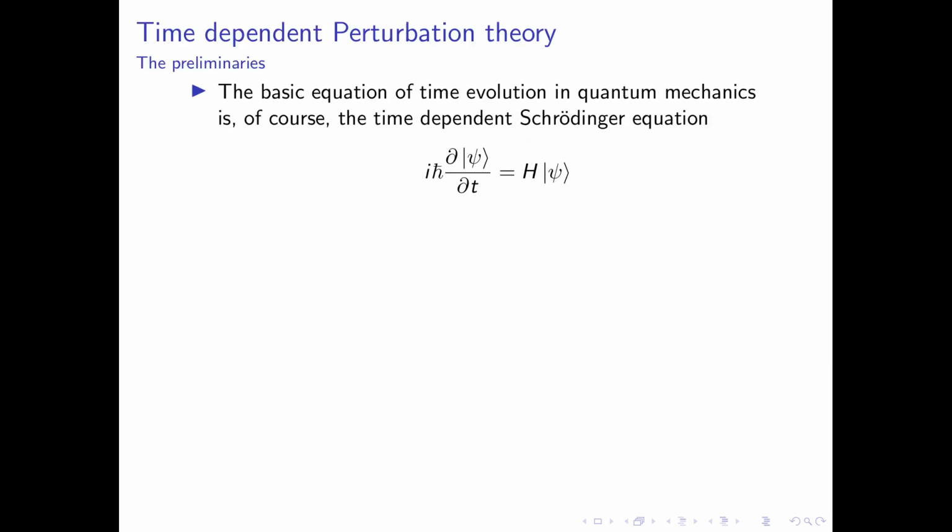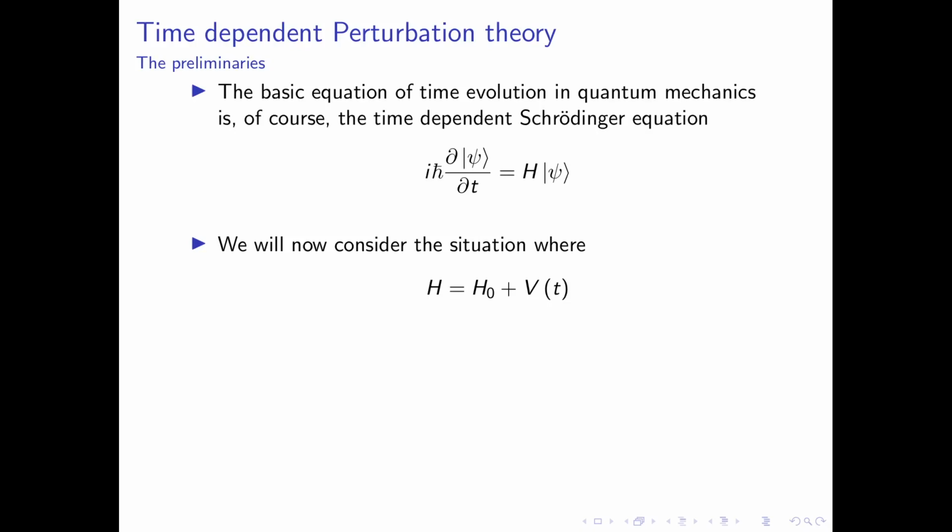The basic equation of time evolution in quantum mechanics is, as you all know, the time-dependent Schrodinger equation, what we really should be calling the Schrodinger equation. iħ ∂/∂t of the ket psi is equal to the Hamiltonian operator H acting on the ket psi. Now, in time-dependent perturbation theory, the basic setup that we use is as follows.